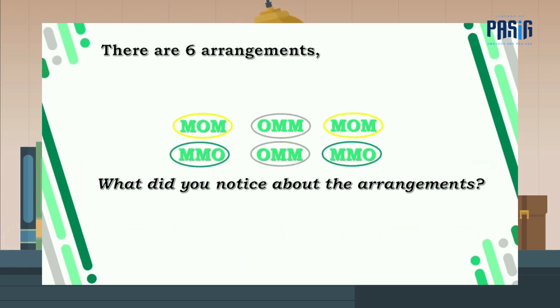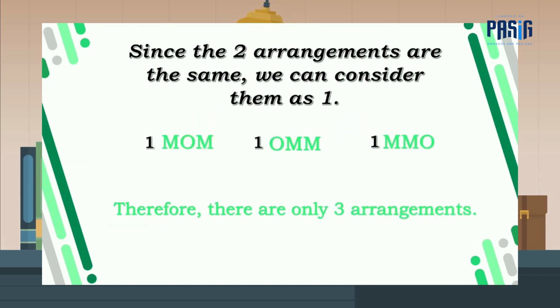And what did you notice about the arrangement? Okay, very good. There are 2 MOM, 2 OMM, and 2 MMO. As you can see, there are 2 M's in each arrangement, and we cannot distinguish between the 2 M's. Since the two arrangements are the same, we can consider that as one. Therefore, we have one MOM, one OMM, and one MMO. Therefore, there are only three arrangements.